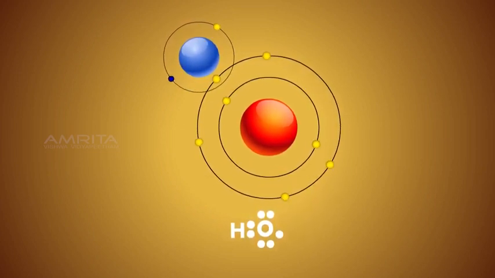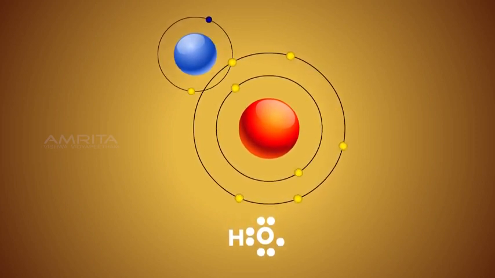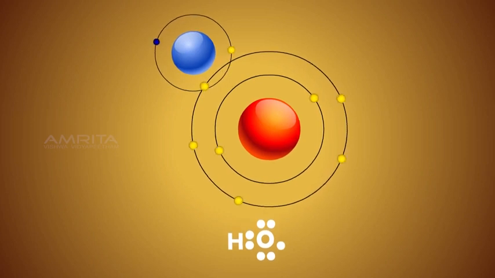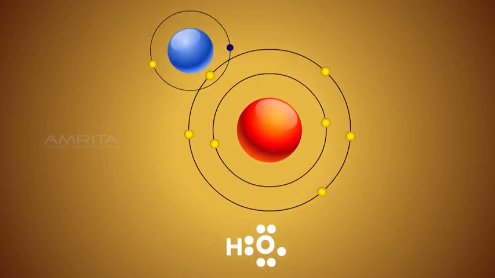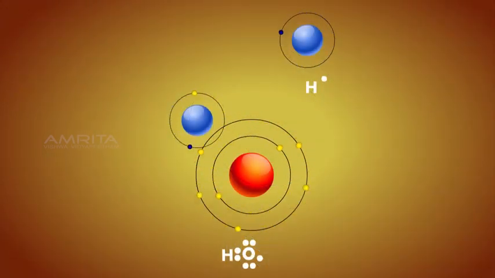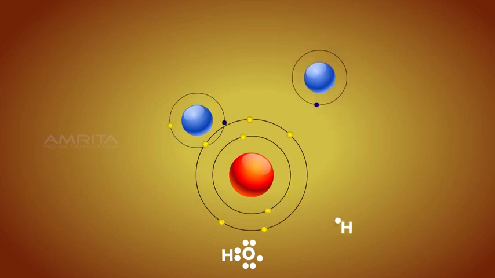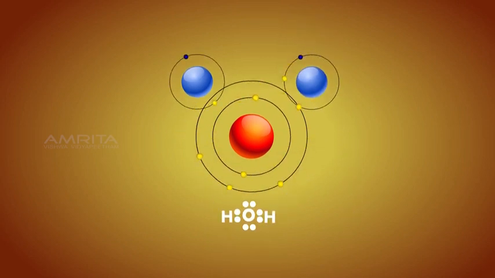By sharing an electron pair with the oxygen atom, the hydrogen atom completes its first shell and attains a stable noble gas configuration. Oxygen atom now has 7 electrons in its valence shell. By accomplishing its stable octet configuration, the oxygen atom shares an electron with another hydrogen atom and forms a water molecule.